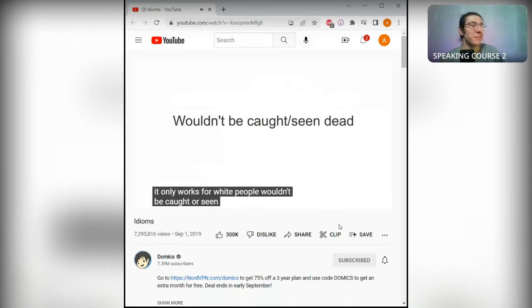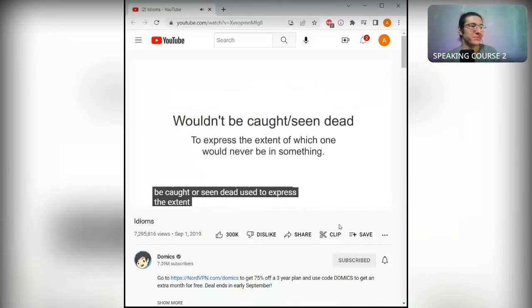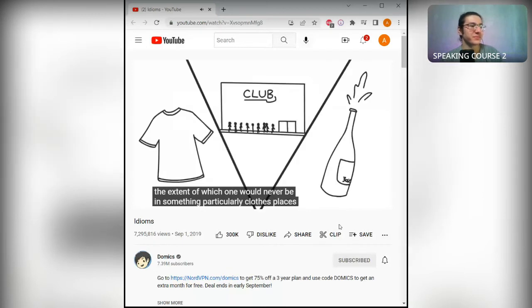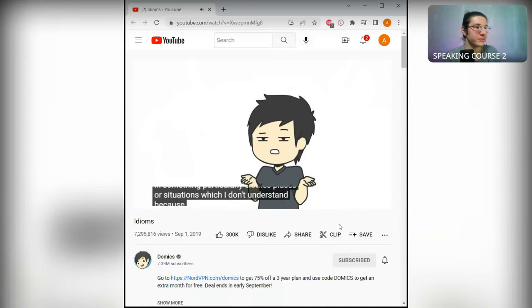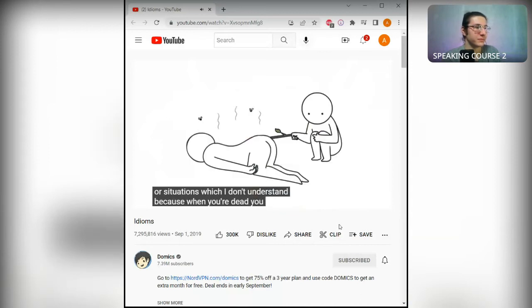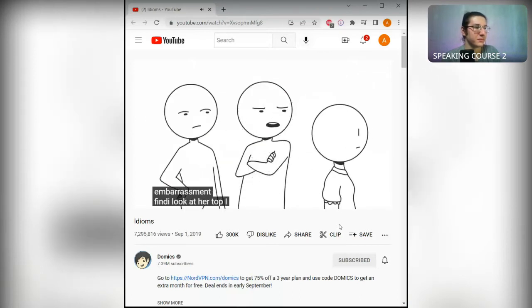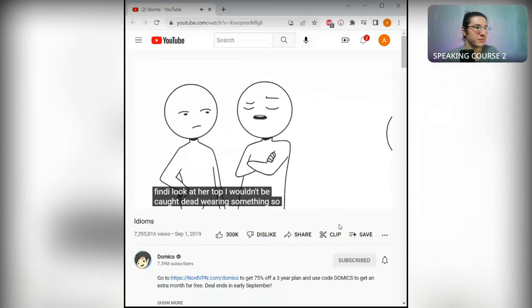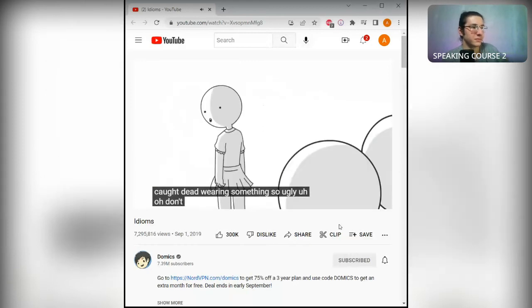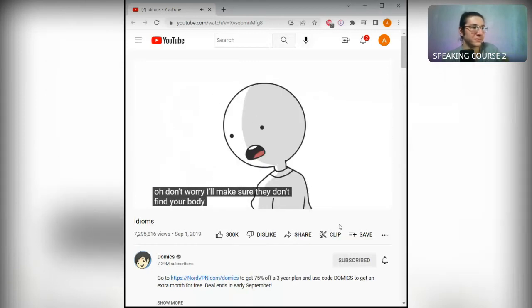Wouldn't be caught or seen dead. Used to express the extent of which one would never be in something, particularly clothes, places, or situations. Which I don't understand, because when you're dead, you shouldn't be able to feel anything, let alone embarrassment. Ugh, Cindy, look at her top. I wouldn't be caught dead wearing something so ugly. Oh, don't worry. I'll make sure they don't find your body.